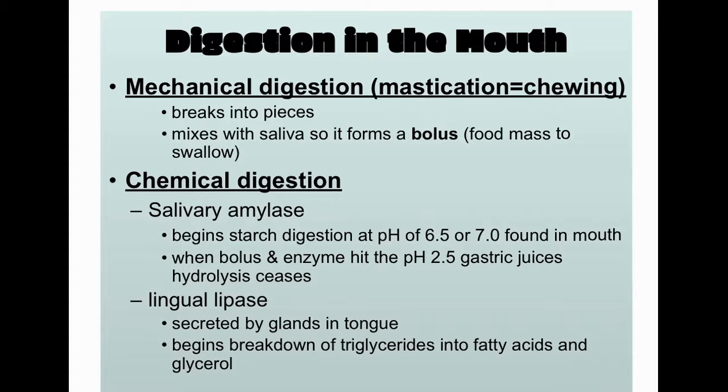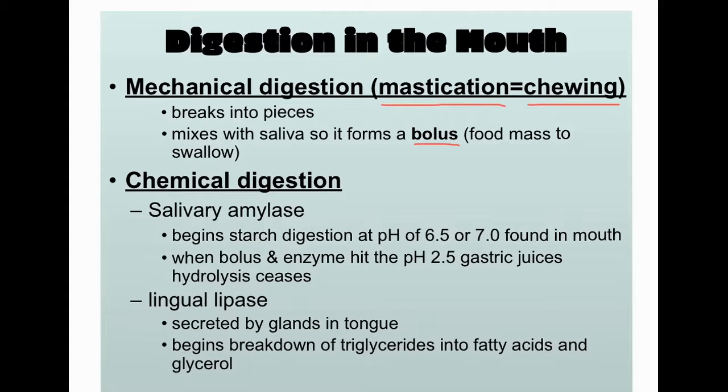Digestion in the mouth. Mechanical digestion. Well, the most important thing that happens in the mouth is what's called mastication, which is just a fancy word for chewing. So mastication is when you're chewing the food and breaking it from a big chunk of food and chopping it down into much smaller pieces. It's also getting mixed with saliva, which forms what's called the bolus.